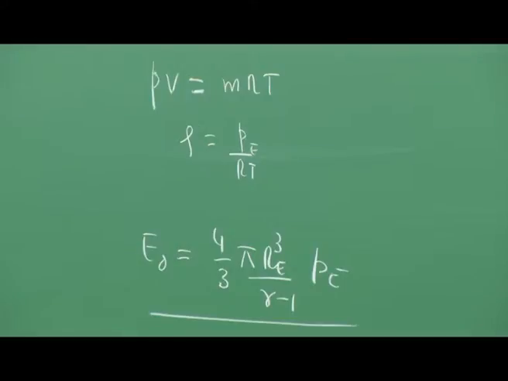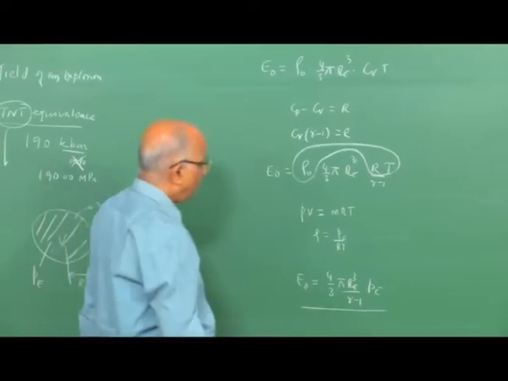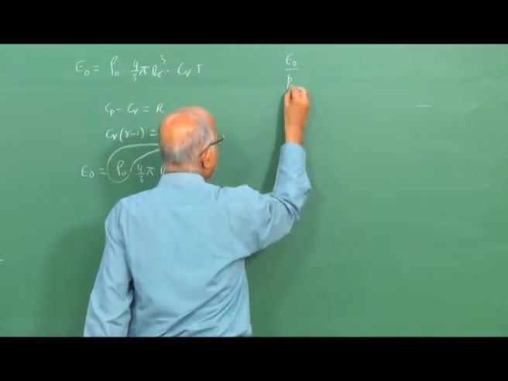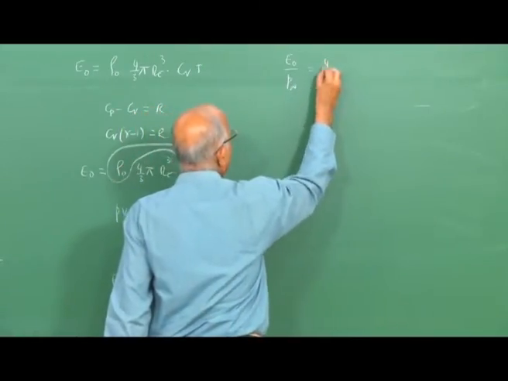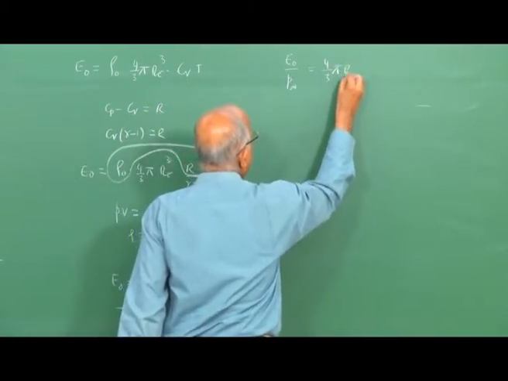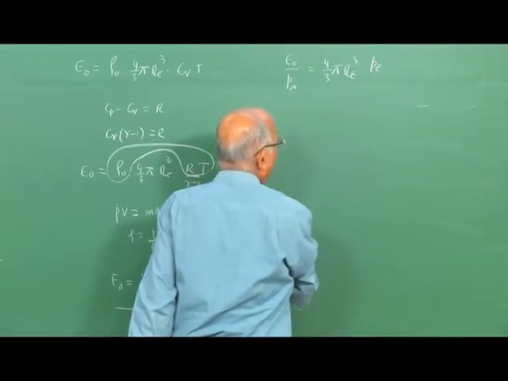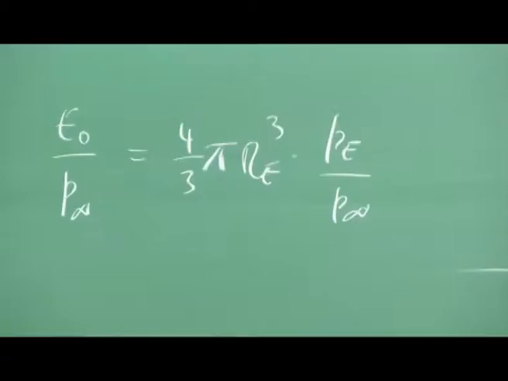Now, I want to get some idea on the influence of Re, therefore, I divide both the left hand side and right hand side by the ambient pressure, and what is it I get? I get E0 by the ambient pressure, which I call P ambient, is equal to 4 upon 3 pi Re cubed into the pressure of the source which is driving it divided by the ambient pressure.